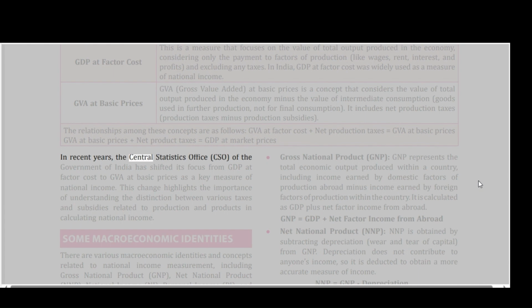In recent years, the Central Statistics Office (CSO) of the Government of India has shifted its focus from GDP at factor cost to GVA at basic prices as a key measure of national income. This change highlights the importance of understanding the distinction between various taxes and subsidies related to production and products in calculating national income.